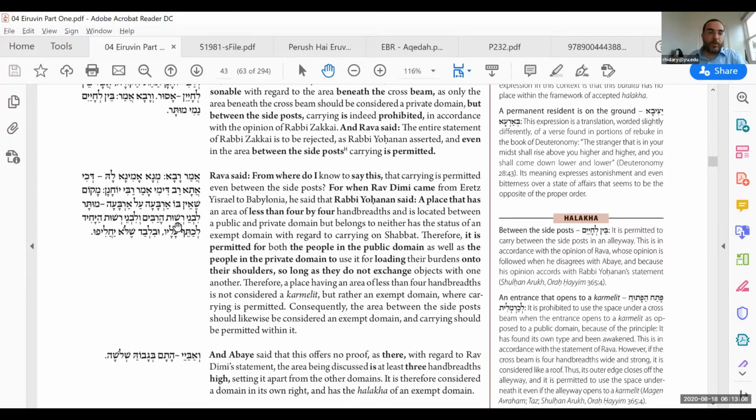Makom she'efes doesn't have 4 by 4. Reshut harabim and the reshut yachid can use it, but shelo chalifu. You can't move it from one and then to the makom patur and then to the other. But if you're in the reshut yachid, you can make use of that area. So isn't that the same?